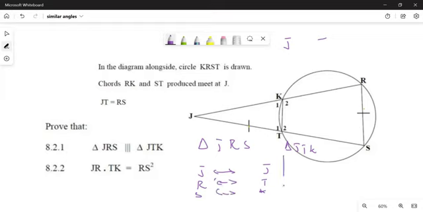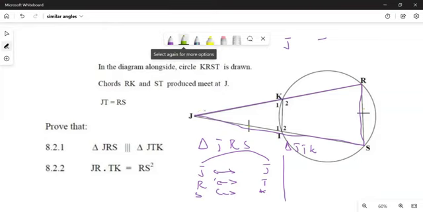Now, we just have to give them a reason why it is a good idea for these two people to compete. So let's highlight the triangles that they're talking about. So we have triangle JRS, and then we also have triangle JTK. So these are the two triangles that we're looking into.